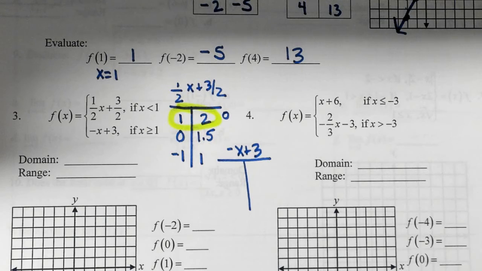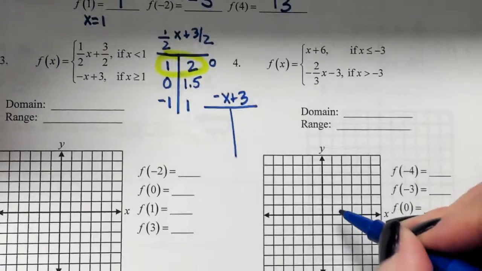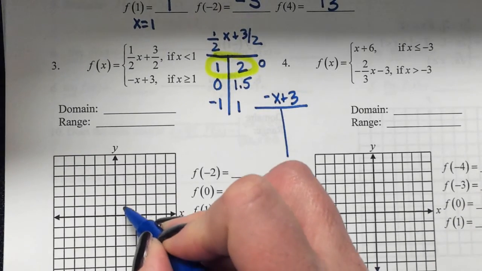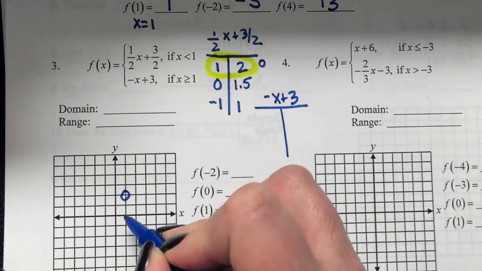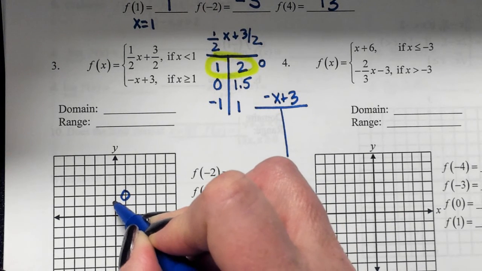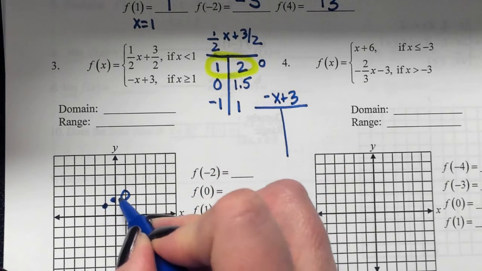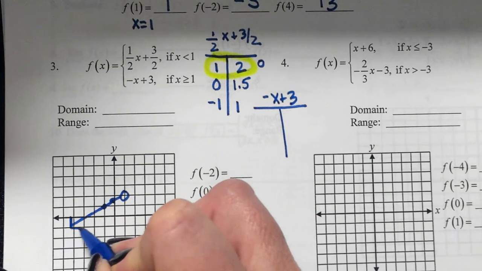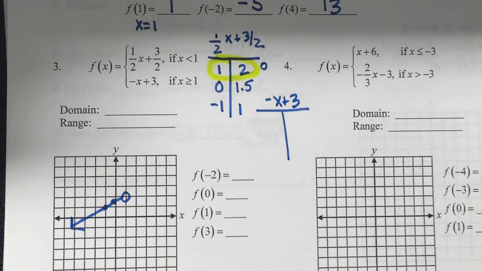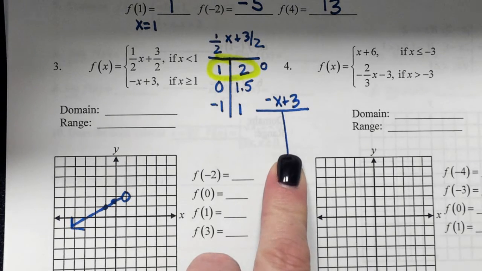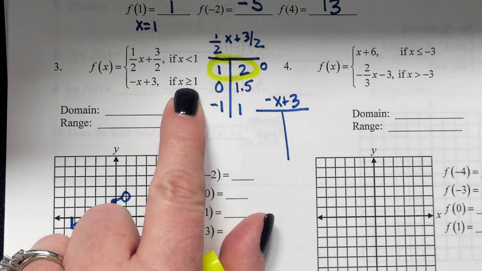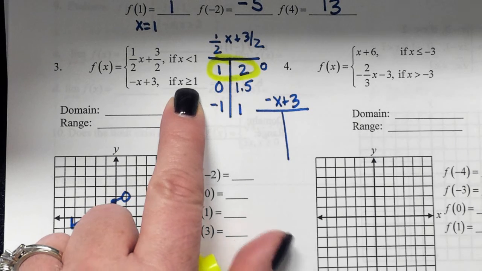Okay? So again, I can start plotting my points if I want to. I've got 1, 2. I've got 0, 1.5. And negative 1, 1. So there's that part of the graph. Okay? So now let's look and see what negative x plus 3 is going to look like. Again, the domain for negative x plus 3 is x values greater than or equal to 1.